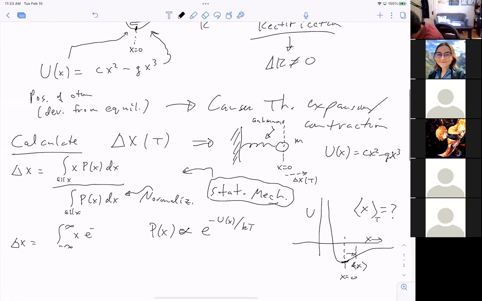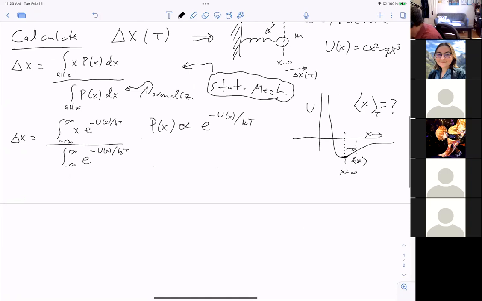And so now we can do our integral, and it's e to the negative U of x over kT divided by the integral from negative infinity to infinity of e to the negative U of x over kT. And so that will be the delta x. So we just have to do that integral. And it turns out it's not so hard, surprisingly, to do.